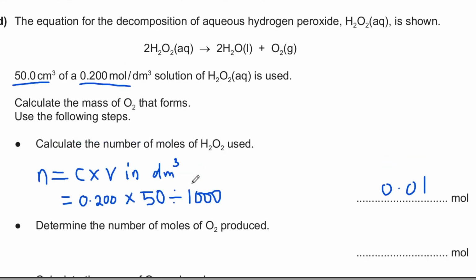Okay. Next, determine the number of moles of oxygen produced. So from the equation, there is no information given to us about oxygen except the equation of the reaction. So we cannot use any of the formulas of calculating number of moles to calculate the number of moles of oxygen. Rather, we use the equation of the reaction using the mole ratio. So check the mole ratio of peroxide to oxygen. The mole ratio is the coefficient. Okay, so the mole ratio of hydrogen peroxide here is 2. So 2 moles of hydrogen peroxide give us 1 mole of oxygen.